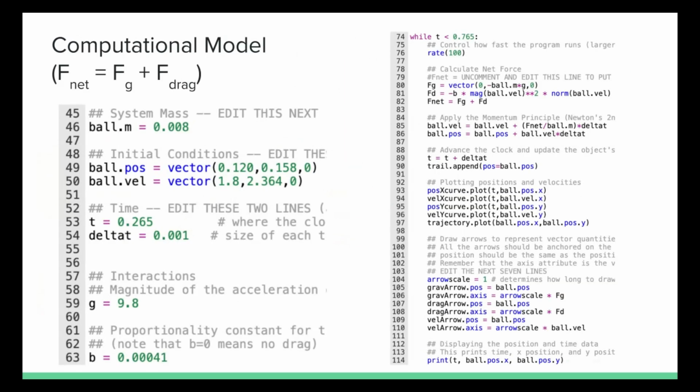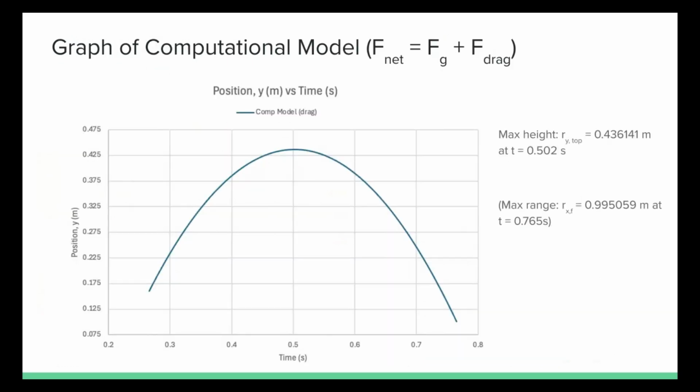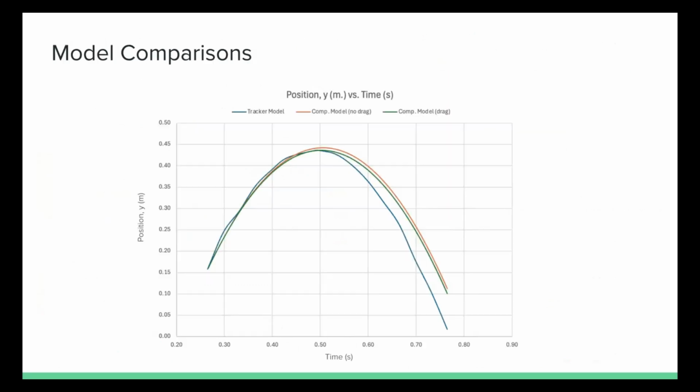Here's a computational model that accounts for drag force. Here I put all the initial values on the left, and on the right I ran the while loop to update the object's velocity and position over time. Here it accounted for drag force and gravity force. Here's the graph that produced, where the max height was lower than the one that did not account for drag, and the max height here was 0.436 meters, and the max range was 0.999 meters, or 0.995 meters.